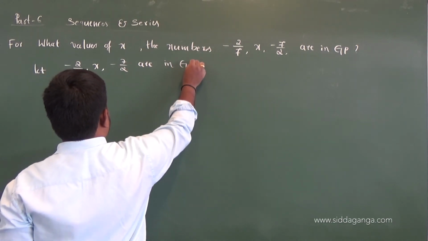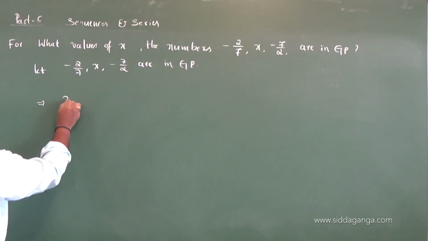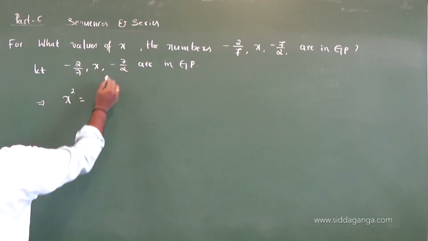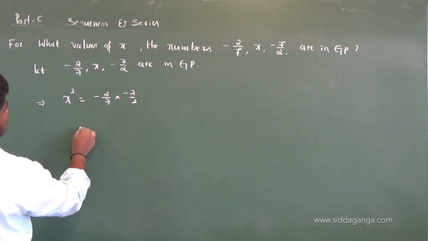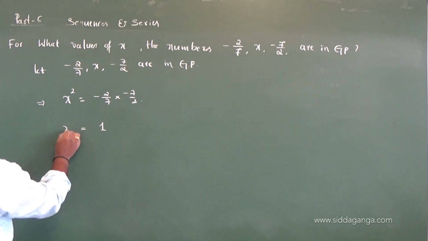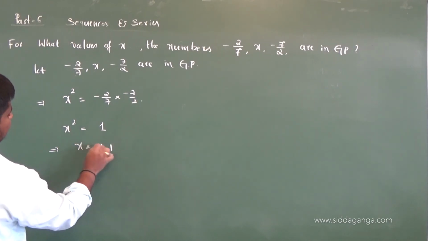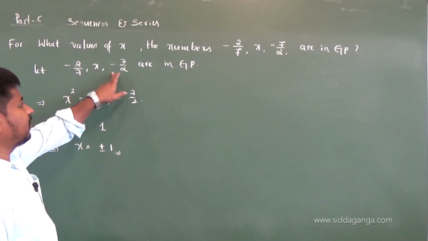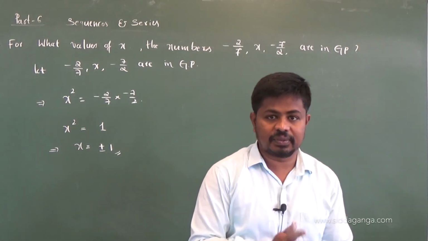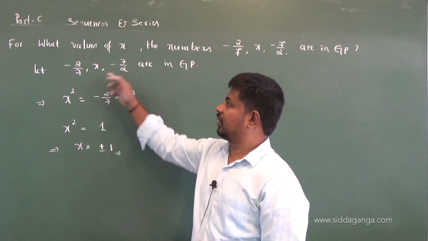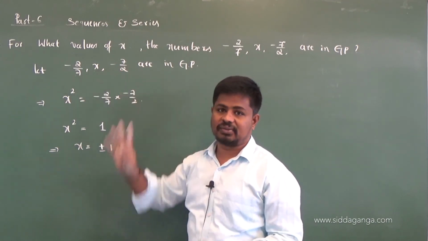Okay. So now by using geometrical mean definition, this gives x square is equal to product of these two, minus 2 by 7 into minus 7 by 2. So you get what? 1 plus 1. So x square is equal to plus 1. This gives x is equal to plus or minus 1. You mean these three numbers are in GP only when x is either plus 1 or minus 1. You can check this, right.